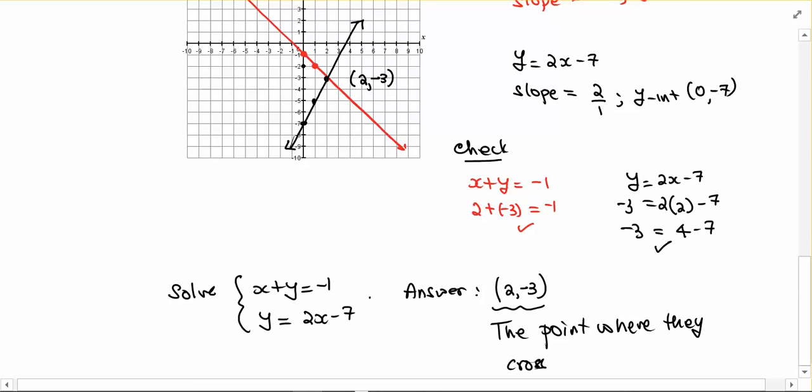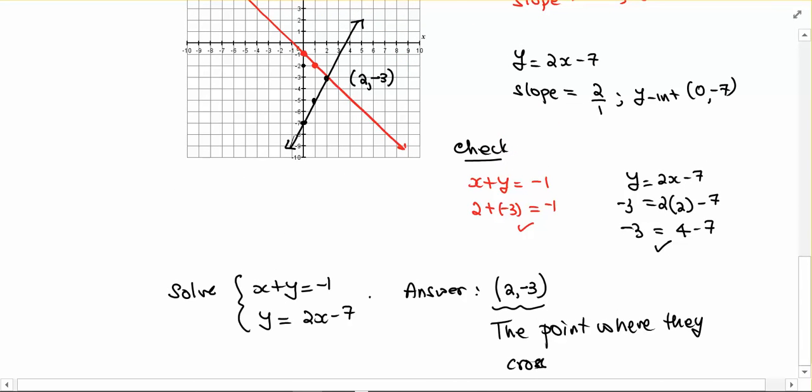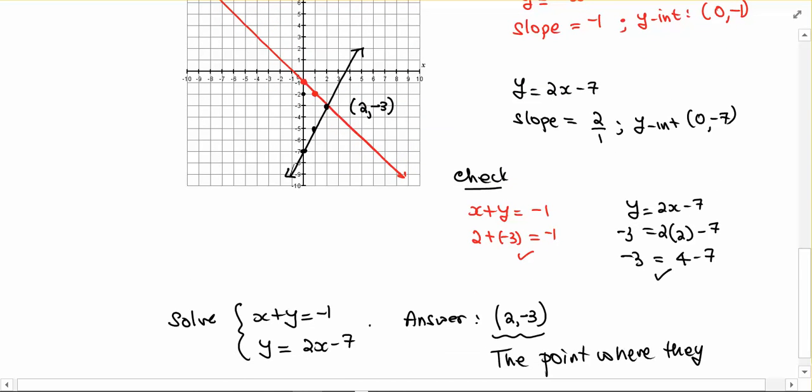Now, this method of drawing and finding where they cross is called the graphical method, right? You should only use this if the problem says solve graphically, okay? So if it says solve the system of equations graphically, then you can draw it and find the point where they cross. If they don't say that, we're going to use algebraic methods to find this, and that we'll take a look at in future sections. But I hope this is clear. Solving a system of equations is essentially finding where they cross.